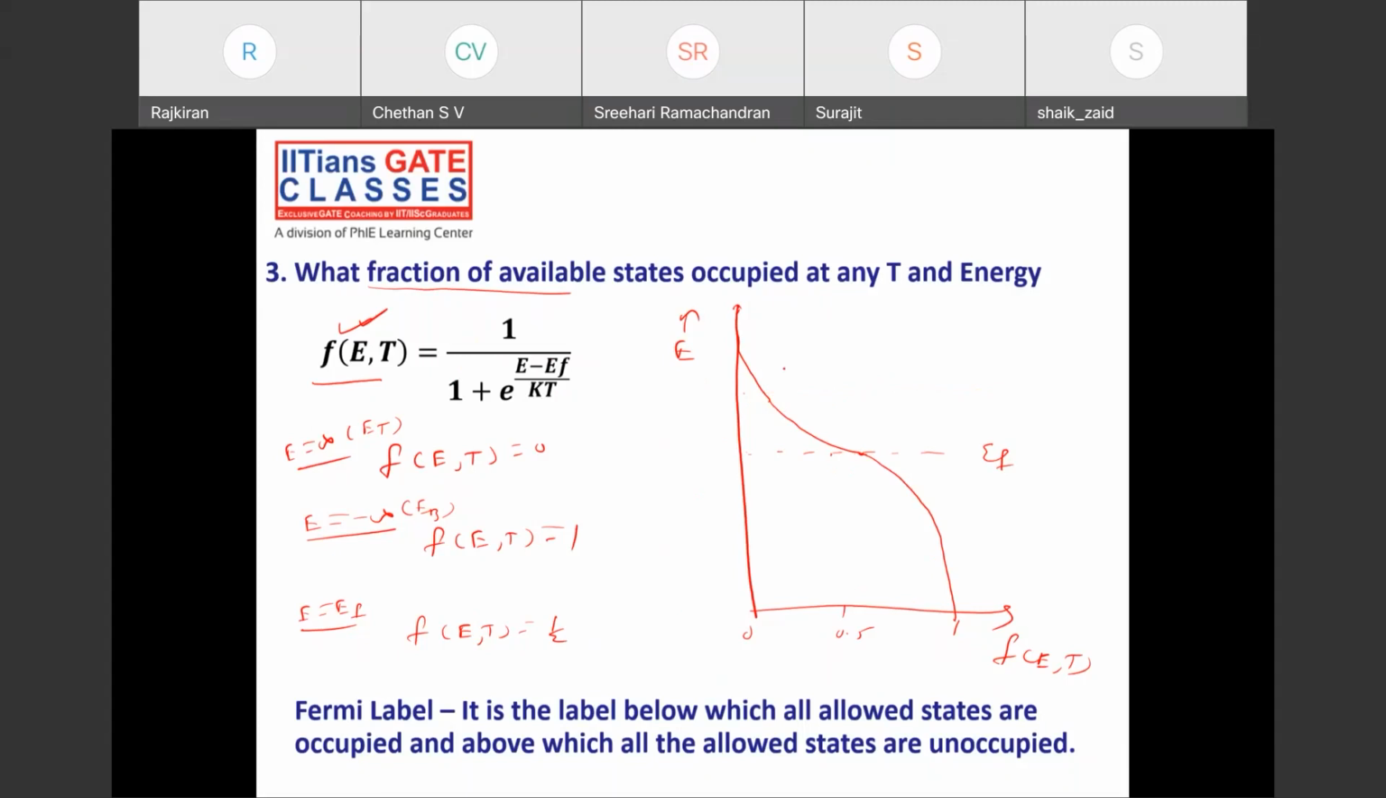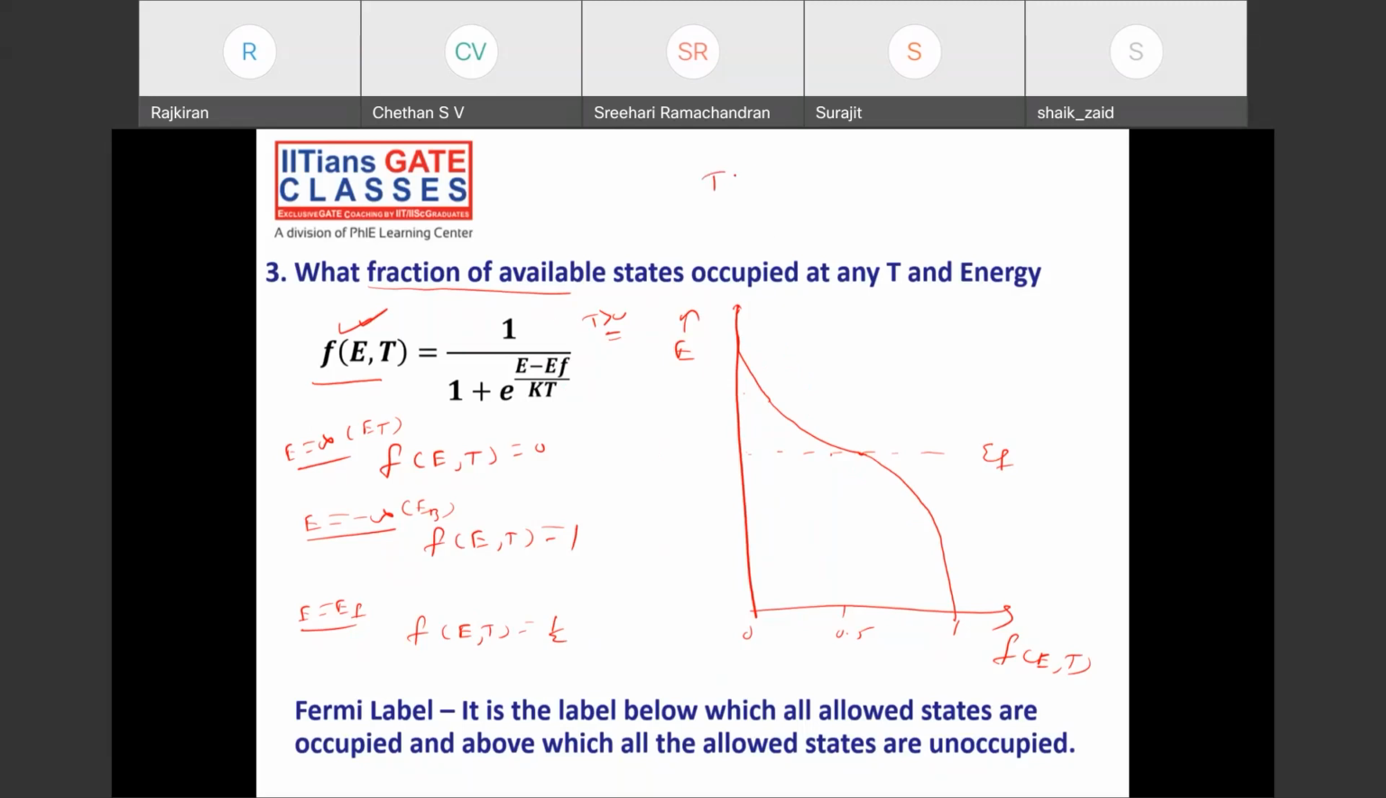So what does this formula tell? At E equal to EF, if T is greater than 0, the probability of the state being occupied is half. If you go below EF, the probability of the state being occupied keeps increasing. If you go above EF, it keeps decreasing. That's what it tells. Right? So this is all for T greater than 0.